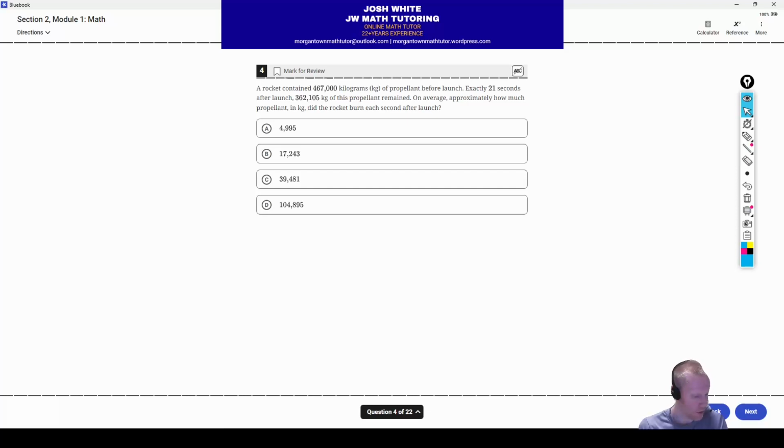Moving on now, question number 4. Here we are told how much of this propellant exists before this rocket launch, and then how much of it is left after, whatever period of time, and it wants to know how much was burned over each second. So it's actually not a difficult question. Really, all you're doing is taking the starting amount, the 467,000, and we're just subtracting from that the remaining amount. That will tell us how much was burned or how much was used up.